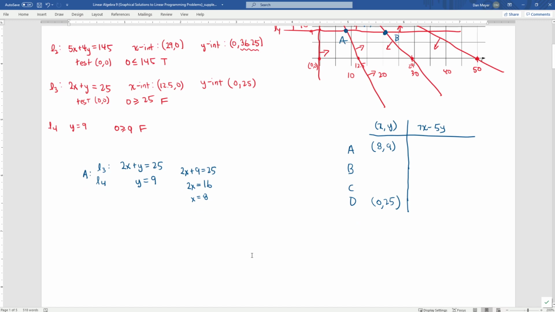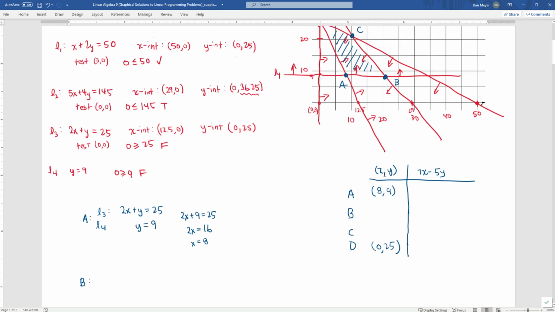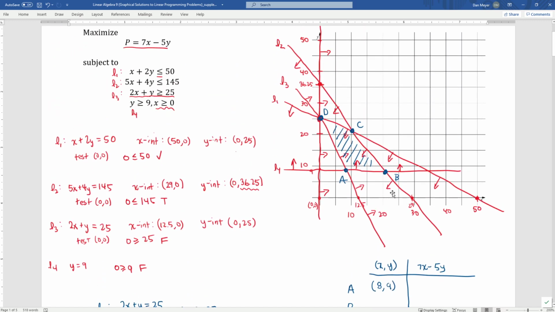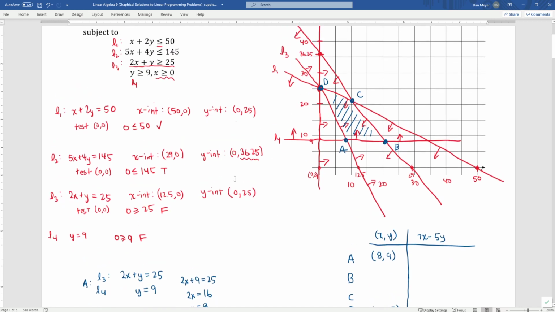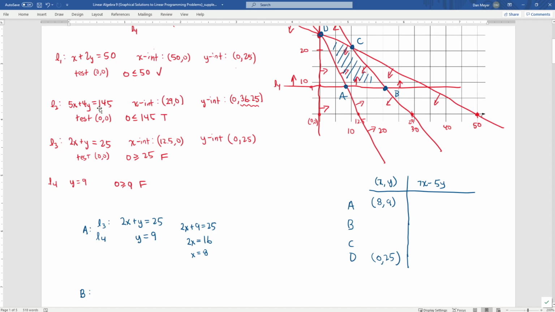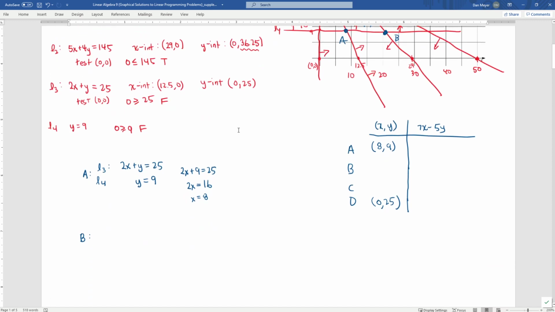Okay, let's see, point B. That looks like that's where line 2 and line 4 cross. So line 2 is 5x plus 4y is equal to 145. So again, corner point B is where line 2 and line 4 cross. Line 2 has the equation 5x plus 4y is equal to 145. And line 4 gives us our y coordinate.